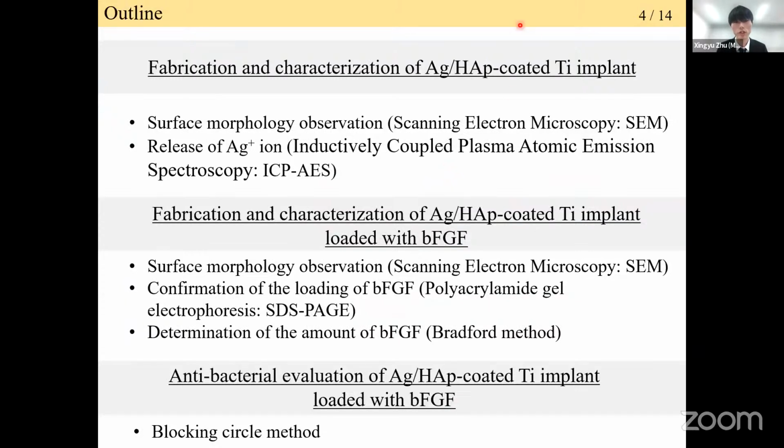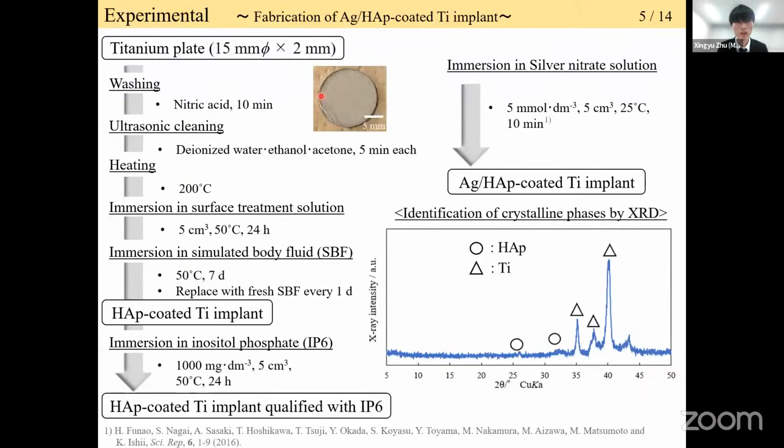And this is the outline of today's presentation. We now turn to the experimental method. The titanium with a diameter of 15 millimeters and a height of 2 millimeters was prepared by ultrasonically cleaning, immersing it in a surface treatment solution for 24 hours while heated to 200 degrees, and then immersing it in a simulated body fluid for 7 days after further modification of IP6 and silver nitrate solution by immersion. HAP-coated titanium was prepared, and the crystal phase of HAP-coated titanium is shown here.